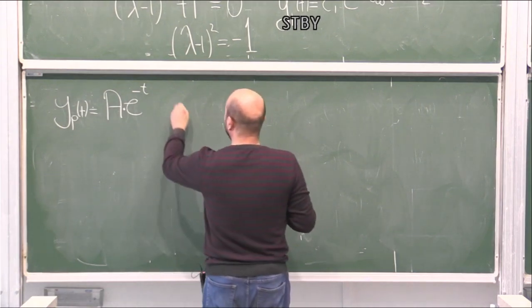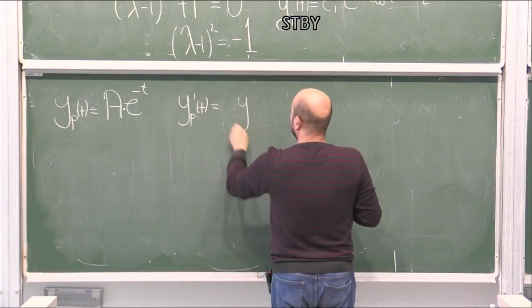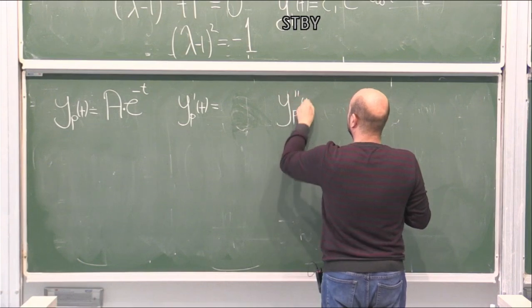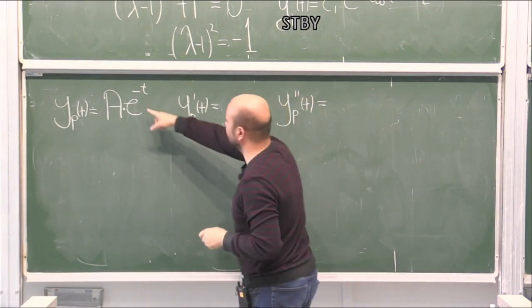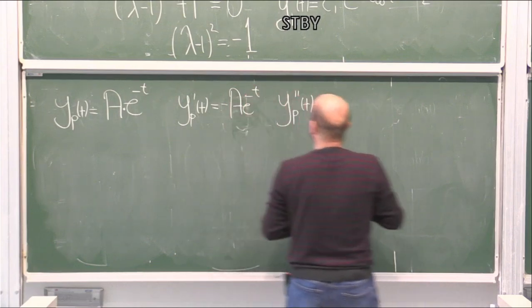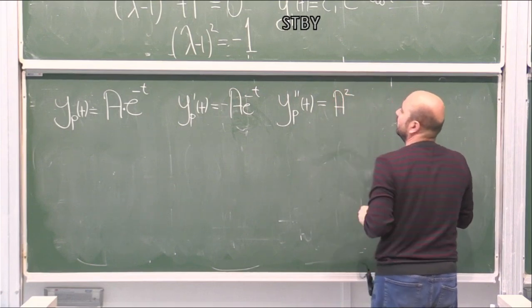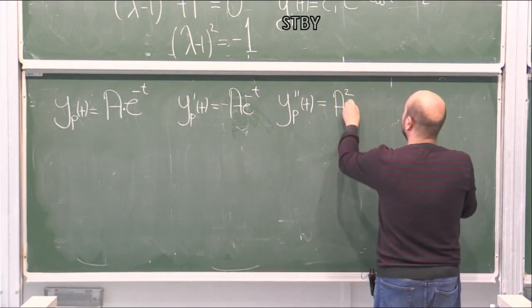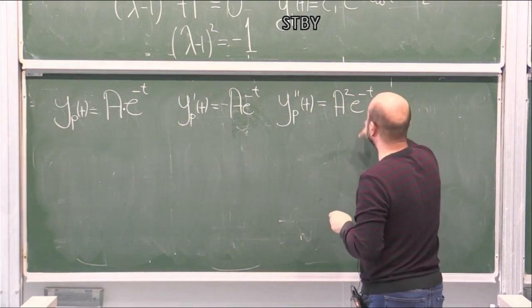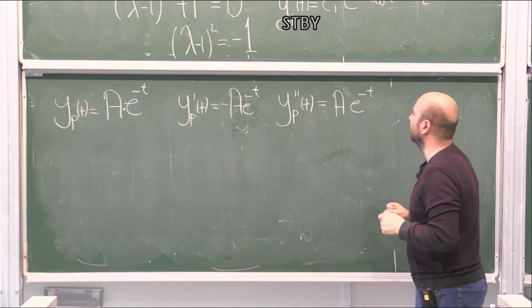So now this is our guess for the particular solution. Let's plug this in. I need its first derivative and its second derivative. If you compute for the guess, we have minus a e to the minus t, and if you take one more derivative, we have plus a e to the minus t. I'm sorry, this is not a square, this is plus a.